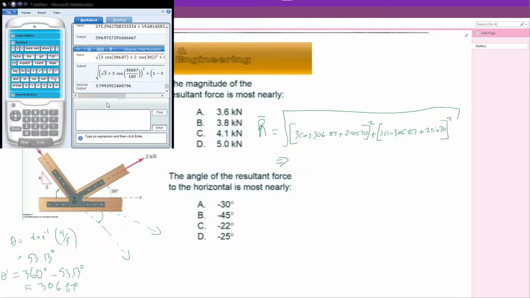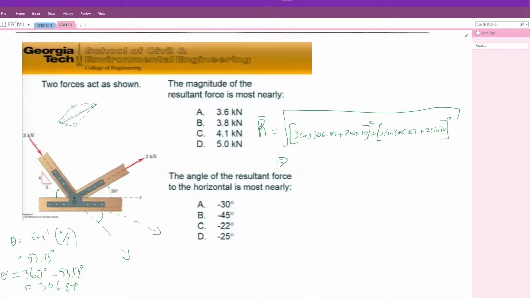So the answer is about, let's see, 3.799 kilonewtons, which is about just 3.8. It's this one, B.